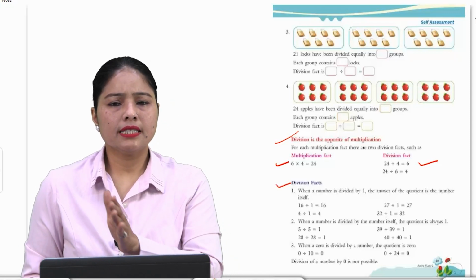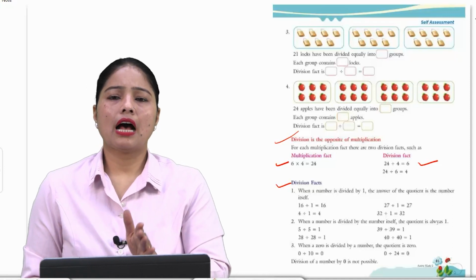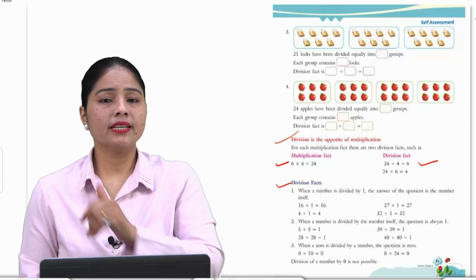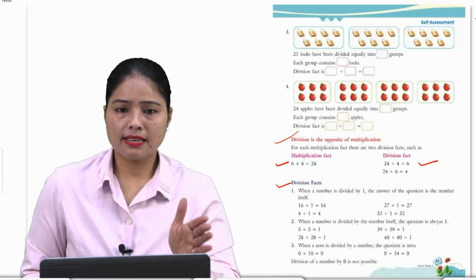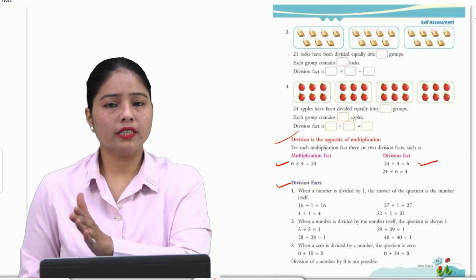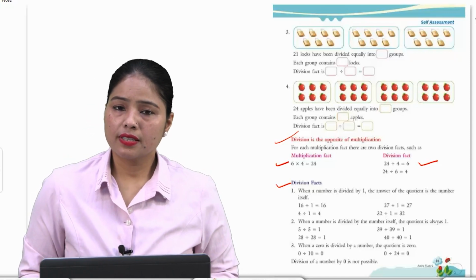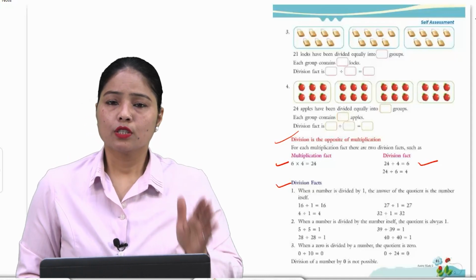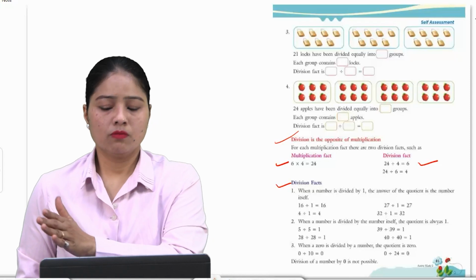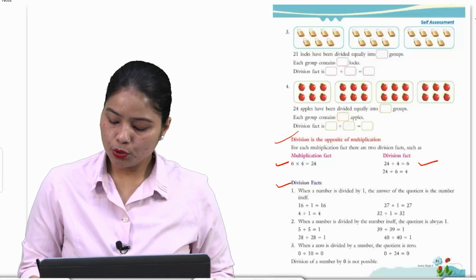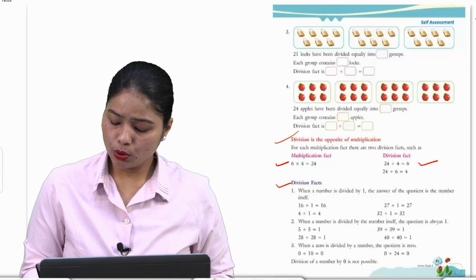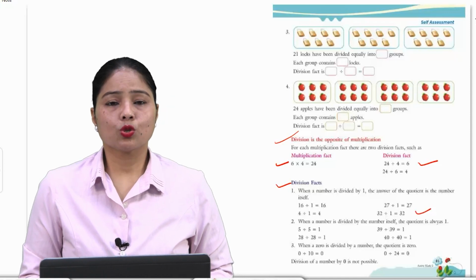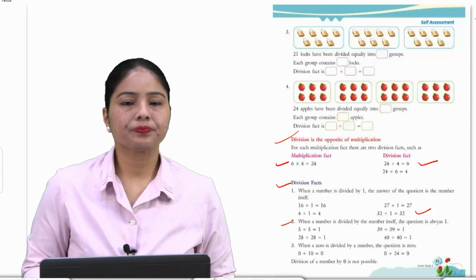When a number is divided by 1, the answer of the question is the number itself. Yes. Just like 16 divided by 1, you will get 16 itself. Similarly, 4 divided by 1, you will get 4 itself. 27 divided by 1, 27, and 32 divided by 1 is equal to 32. Okay. So now move on next.